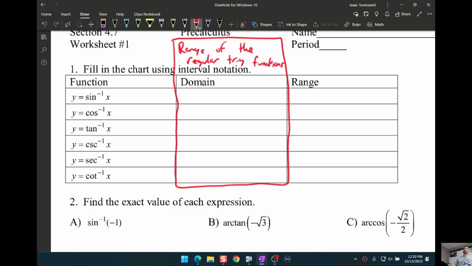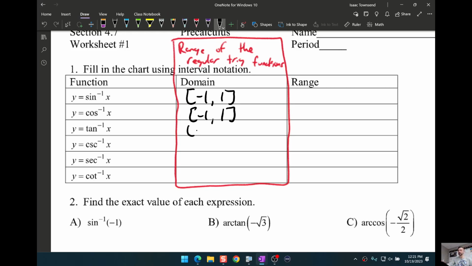So the fact that I know the range of sine, cosine, tangent means I really also know the domain of inverse sine, inverse cosine, inverse tangent. There wasn't any restricting going on in that. So this is just straight up memorized from 4.6 and then understanding that those ranges become the domains. So sine and cosine had a range of -1 to 1. So that becomes his domain in the inverse.